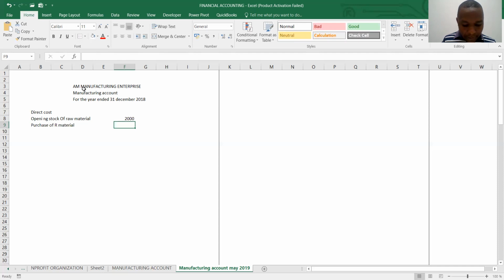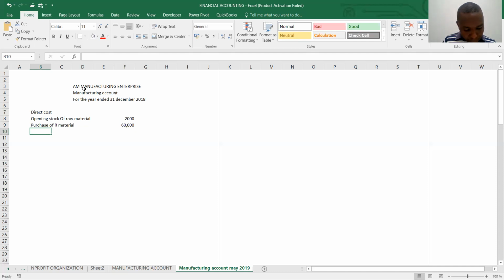It is in the trial balance again. After sales, we have the purchase of raw material. How much? 60,000. And what else do we add? Add carriage inwards of raw material. There is a carriage inward of raw material.